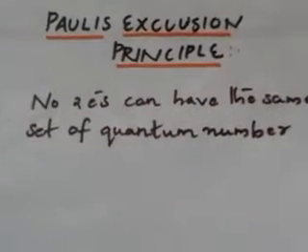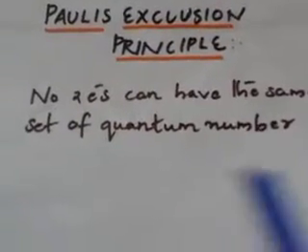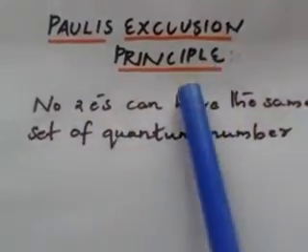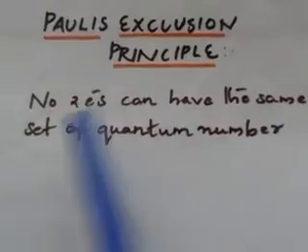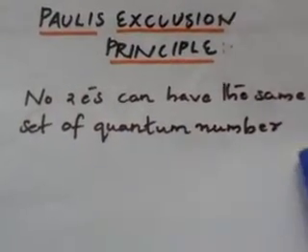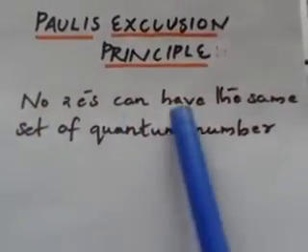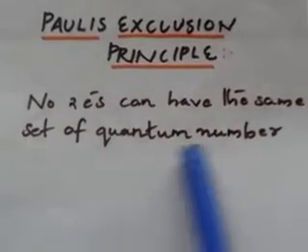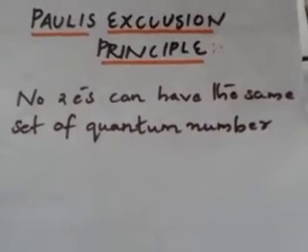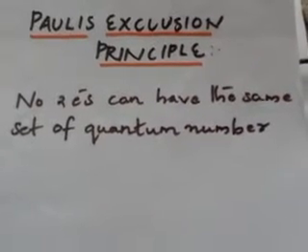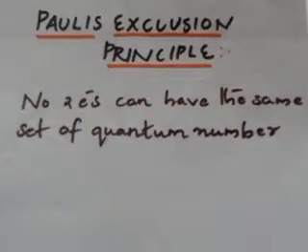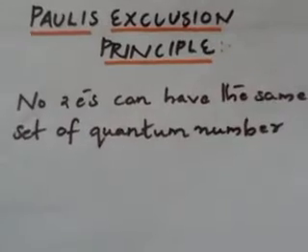The next is Pauli's exclusion principle. Pauli's exclusion principle says that no 2 electrons can have the same set of quantum numbers. So all electrons have their own quantum numbers. No 2 have the same set of quantum numbers.